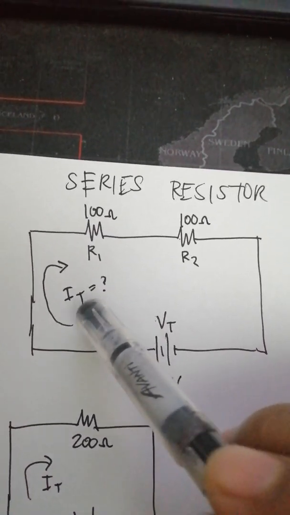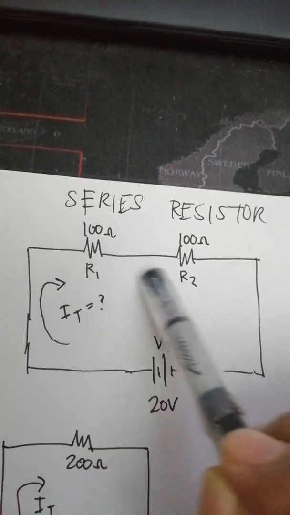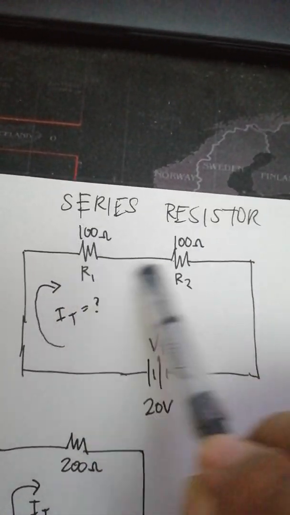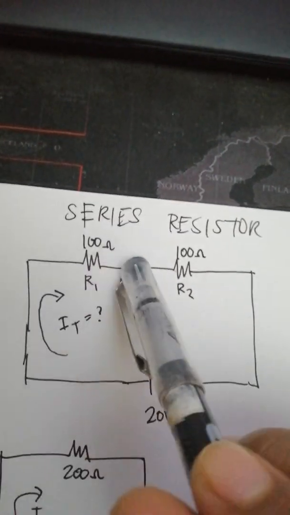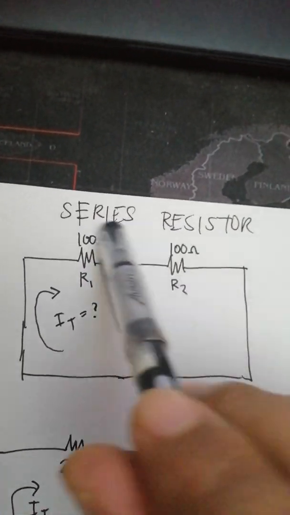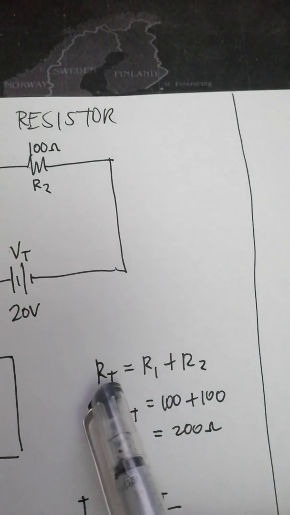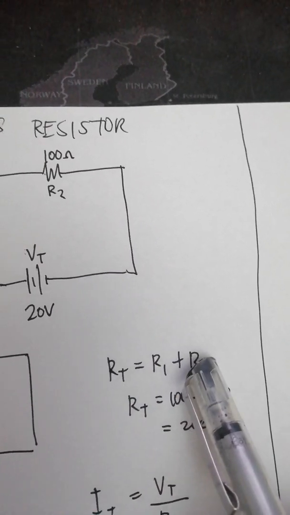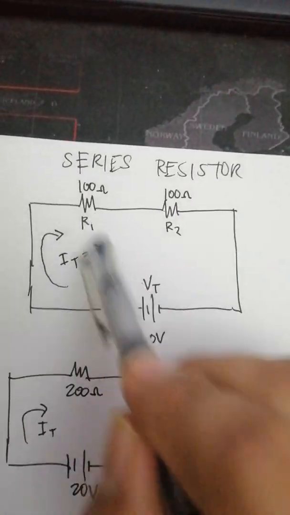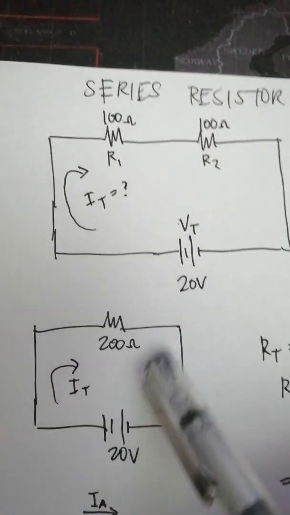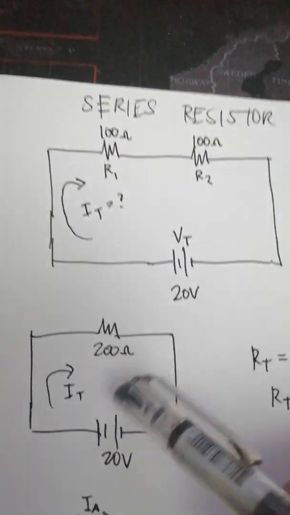Before we can calculate the I total, we still need first to get the total resistance of these two resistors. So the formula for getting the total resistance for series resistors is here. R total is equal to R1 plus R2. Easy, right? 100 plus 100 equals 200. So if we simplify this circuit, this one is the simplified circuit. We just combine those two resistances, so 200, right?